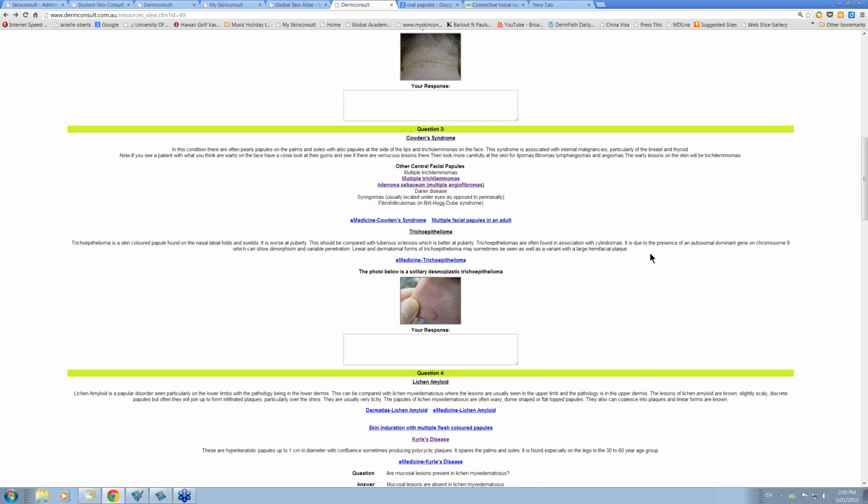Trichoepitheliomas are found associated with cylindromas, we've said that. Variable penetrance, linear and dermatomal forms of trichoepithelioma may sometimes be seen, as well as a variant which presents as a large hemifacial plaque. Don't think I've ever seen that one before.